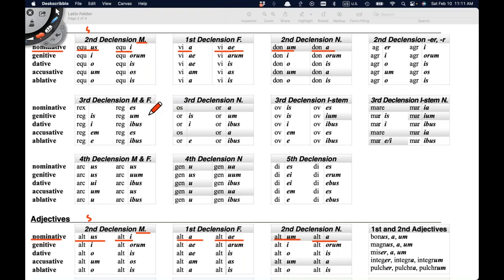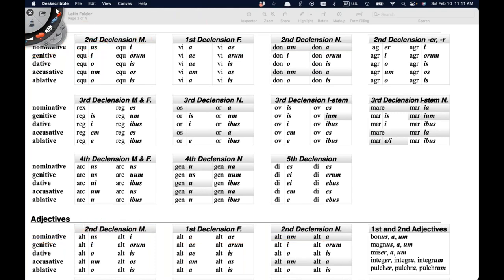Okay, so with adjectives, if you have a noun that is singular, masculine, and in the nominative case, and you want to describe it, then you have to go look for a noun that is singular. I keep getting this mixed up. You have to go look for an adjective that is singular, masculine, and nominative. And that's this one right here.